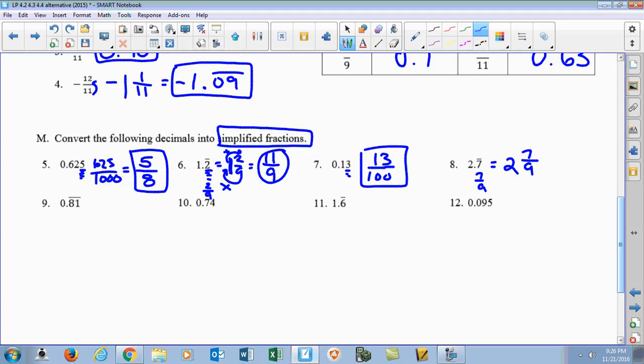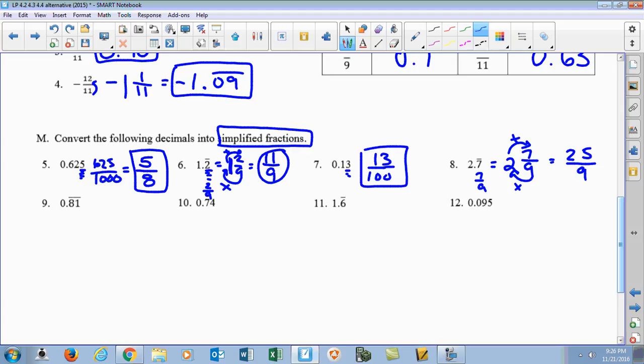And again, if I want to make it an improper fraction, the mixed number, I take 9 and times it by the whole number. So 9 times 2 is 18. And I take that 18 and add 7 to it. And 18 plus 7 is 25. So it could be 2 7/9 or 25/9.